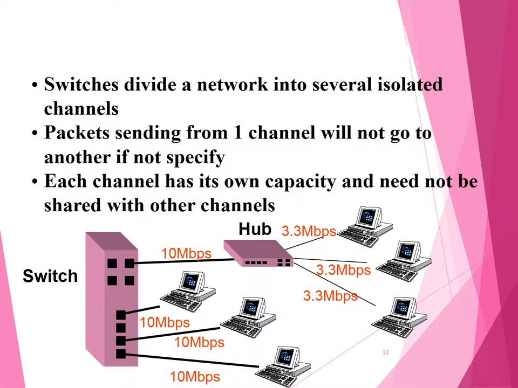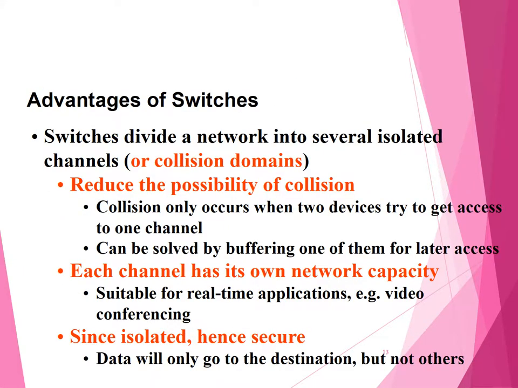In this switch example, one system is connected at 10 Mbps, and other systems are connected to a hub at 3.3 Mbps. Advantages of switches: they divide a network into several isolated channels or collision domains, reducing the possibility of collision. Collision only occurs when two devices try to get access to one channel.